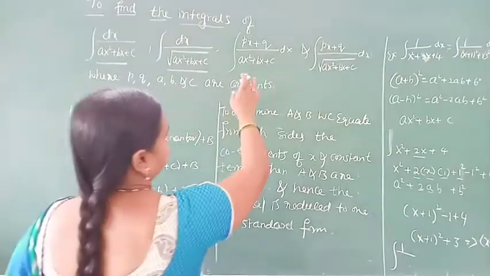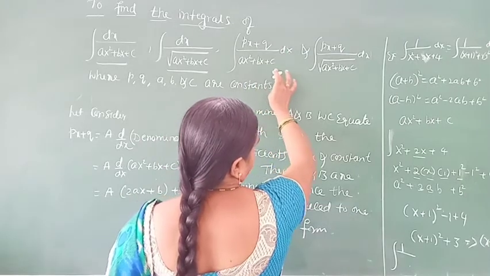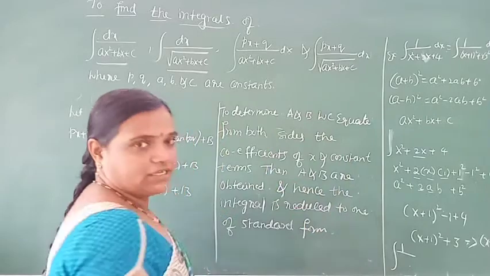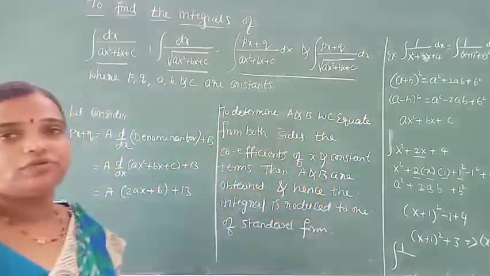Next is integration of px plus q by x square plus bx plus c, and px plus q divided by root of x square plus bx plus c. In these two forms, there is a condition, a rule we have to apply.